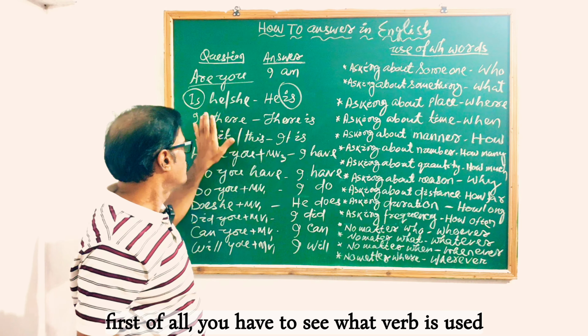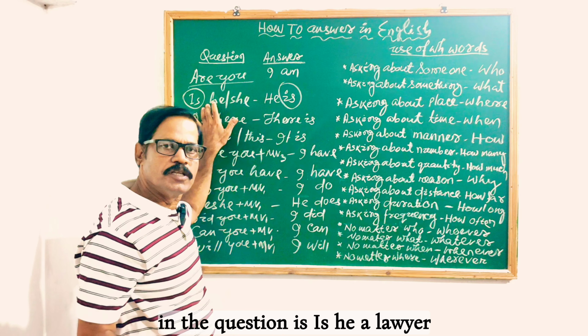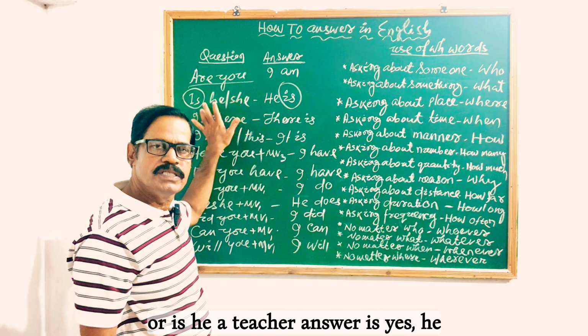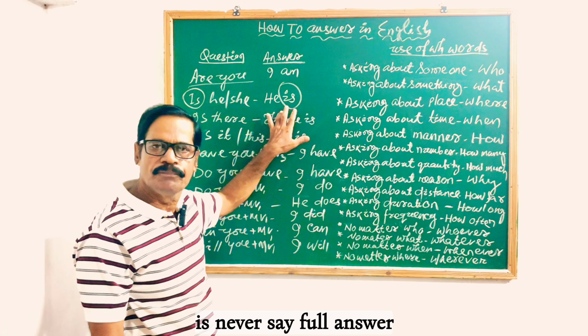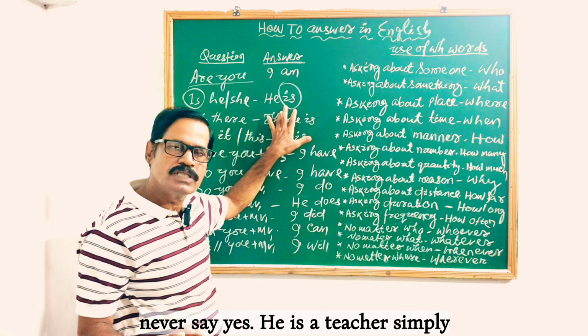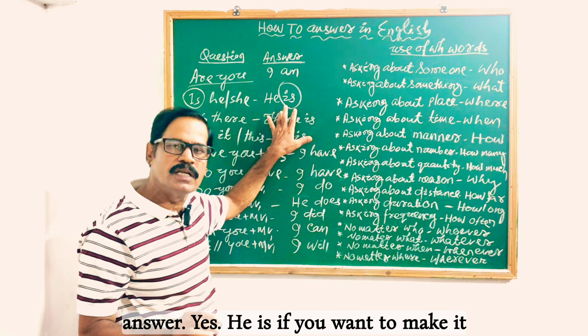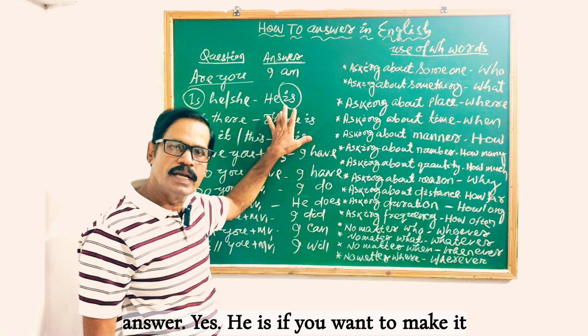So first of all, you have to see what verb is used in the question. Is he a lawyer or is he a teacher? The answer is yes, he is. Never give the full answer. Never say yes, he is a teacher. Simply answer yes, he is. If you want to make it negative, no, he is not.